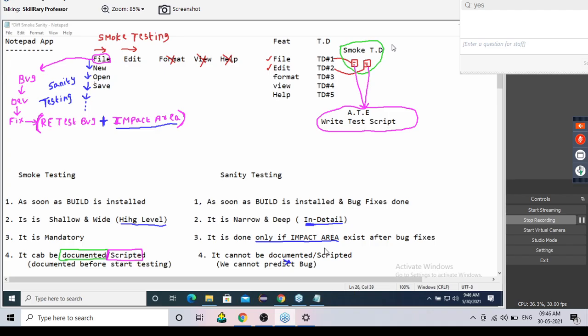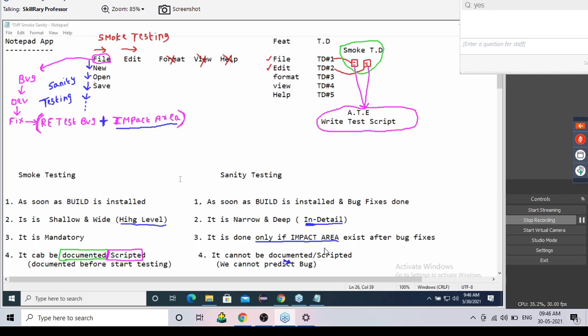Now, most important point, listen. In an interview, when they ask you the difference between smoke and sanity, you are going to tell this, correct? Only when they ask, remember. Otherwise, smoke and sanity are the same only. Yes or no? Yes. So listen, guys, this is a general concept I'm talking.